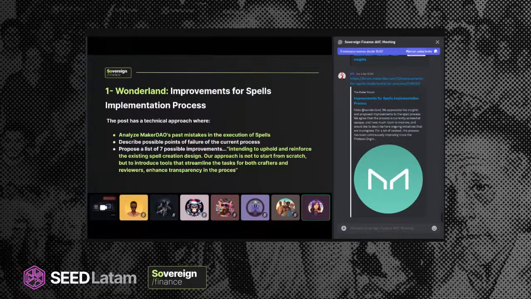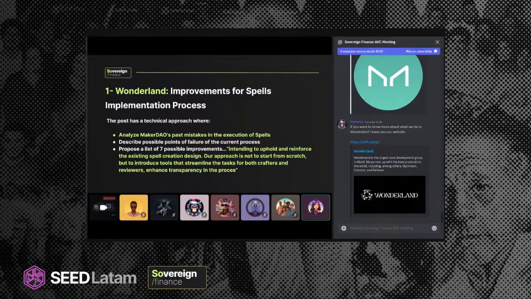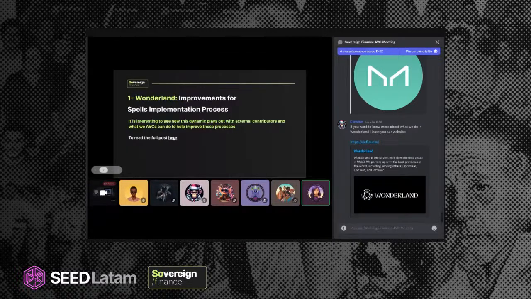This is just a summary, but if there is anything in particular that you would like them to explain in detail, this is the perfect time. In the post, they analyze Maker's past mistakes in the execution of spells. They describe possible points of failure of the current process. They propose a list of 7 possible improvements intended to uphold or reinforce the existing spell creation design. Our approach is not to start from scratch, but to introduce tools that streamline the tasks for both crafters and reviewers and enhance transparency in the process. I'm going to share the post with everyone. There you are going to see also the reply.